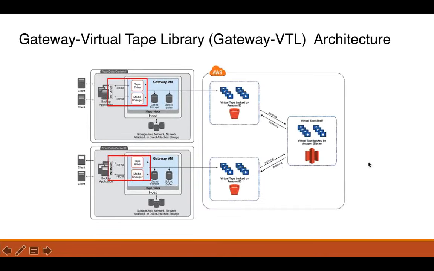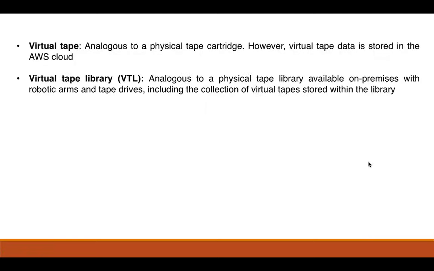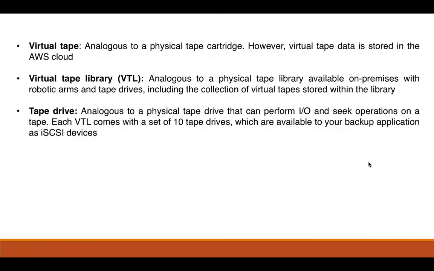Next, we have something called Gateway Virtual Tape Library, or Gateway VTL architecture. This helps you to leverage your on-premises tape-based backup software applications, and you can use your existing tape-based infrastructure to create virtual tapes in S3. Virtual tapes are analogous to physical tape cartridges, and these are backed up by S3. A virtual tape library is a collection of the virtual tapes.